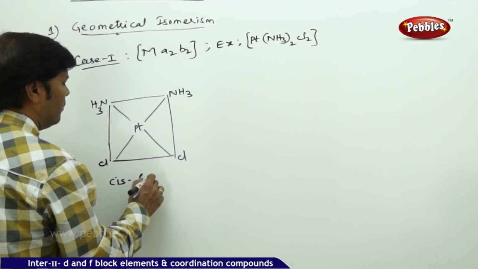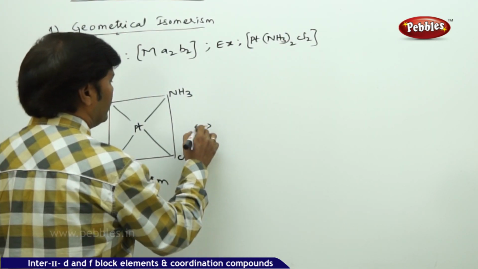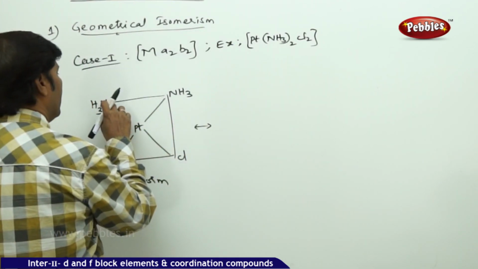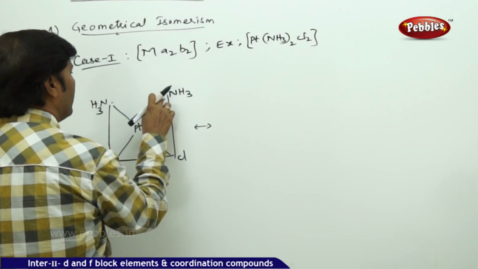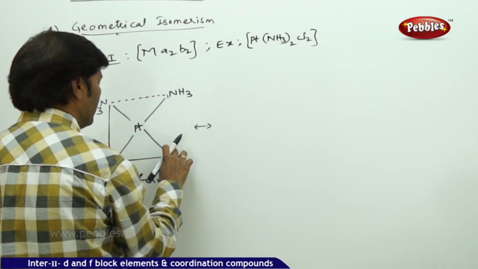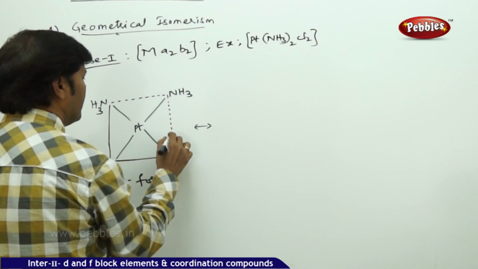So now try to interchange the same complex. Actually here there is no bond, so what I am going to do is show a dotted line like this. Here also there is no bond, so take a dotted line like this.